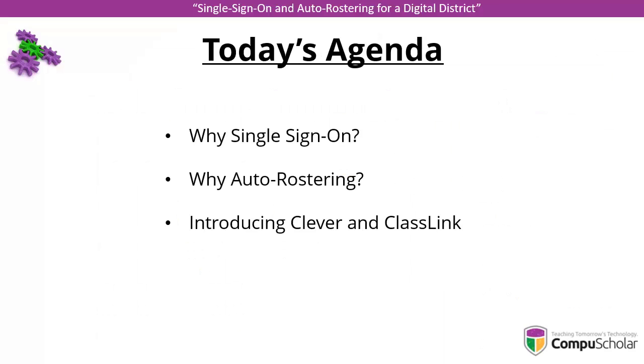So today we're going to talk about both single sign-on and automatic rostering. What are these important services and why might you want them in your district? We'll also introduce the Clever and ClassLink services that provide both of those important features.